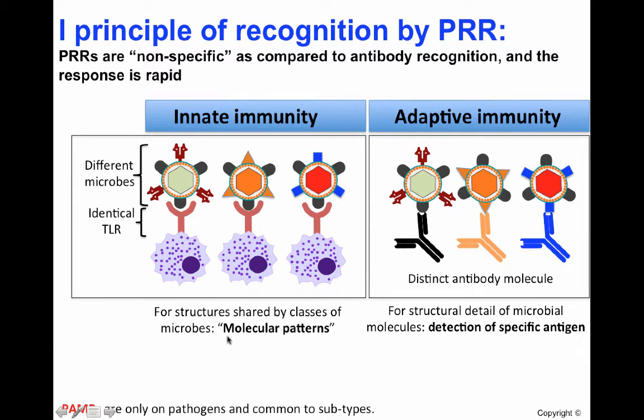Each pathogen is specifically recognized by a single antibody that is produced by a single clone of B cells. As you see here, antibodies are able to discriminate each pathogen, as each antibody is able to identify a specific structural detail of microbial molecules, also called antigens. Antibodies are able to detect minor differences found on pathogens. Therefore, PRRs are specific because they recognize pathogens, but not specific when compared to the adaptive immunity.